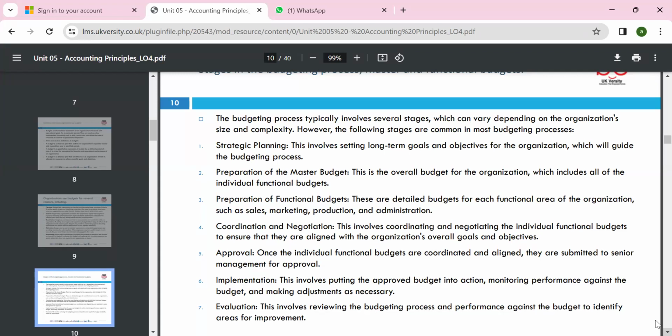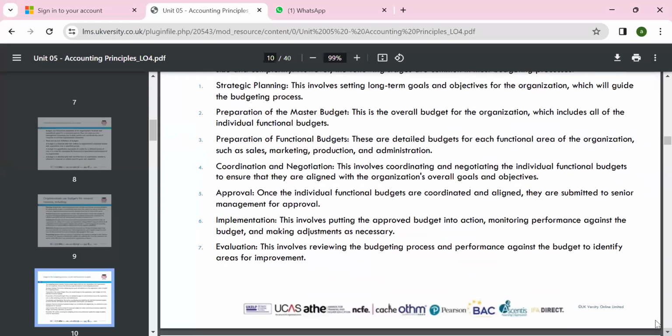Coordination and negotiation. When you're making a budget, it's good to coordinate and negotiate with all the stakeholders so they do not go on strike and create more problems for the organization. Of course, the budget needs approval, which can be through an upward or downward approach, and then it helps the organization and management to function properly. Implementation involves putting the approved budget into action and monitoring performance against the budget, like building a house or whatever activity you're doing.